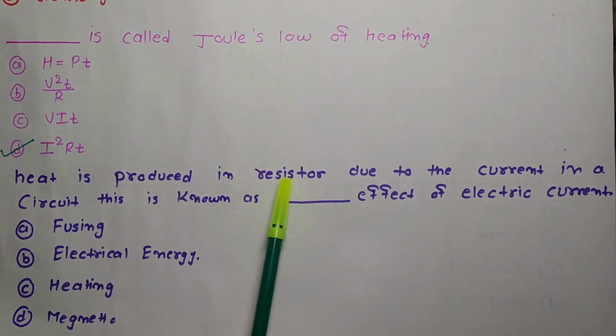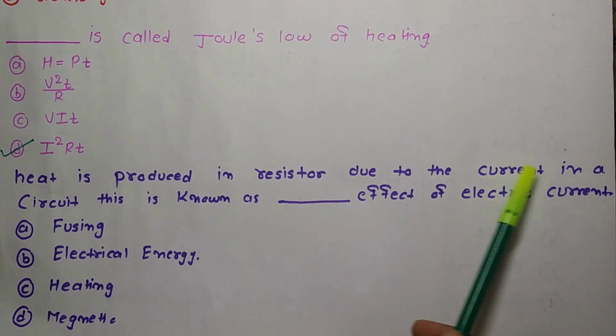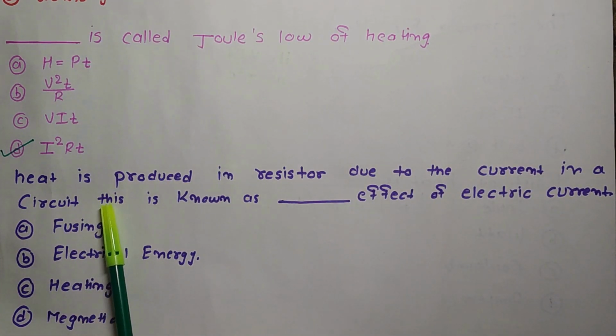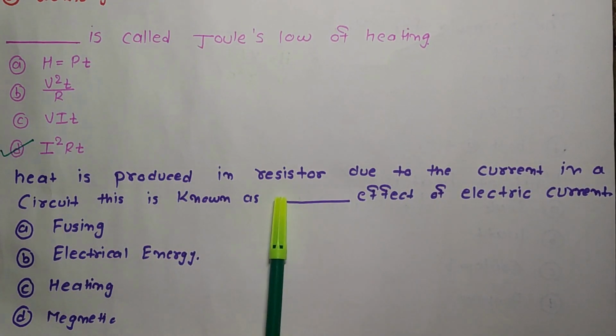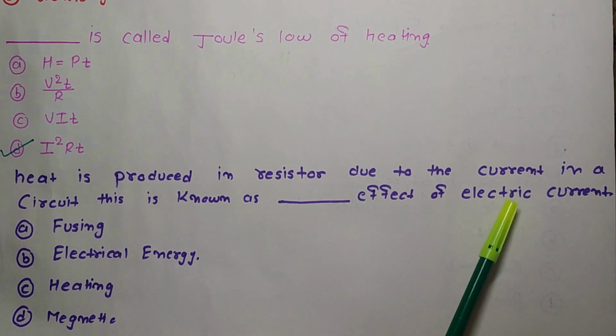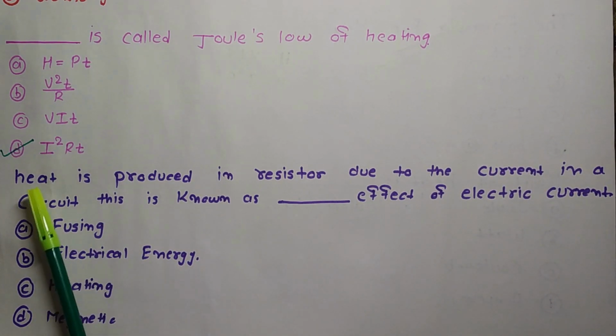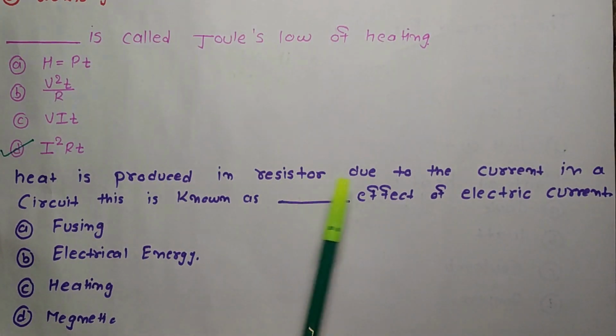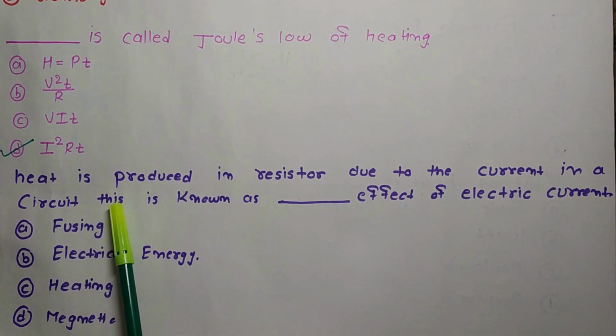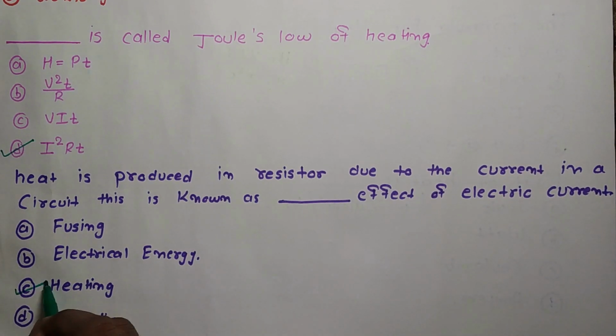Heat is produced in a resistor due to the current in a circuit. This is known as dash effect of electric current. A, fusing, B, electrical energy, C, heating or D, magnetic. Heat is produced in resistor due to the current in circuit. This is known as heating effect of electric current. So the correct answer is C, heating.